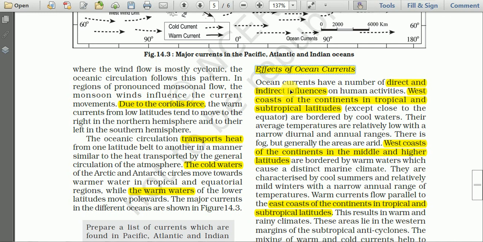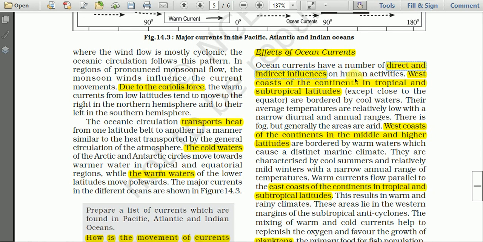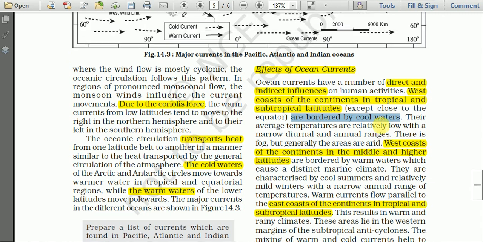Let us read the effects or the significance of ocean currents. Ocean currents have a number of direct and indirect influences on human activities. West coasts of continents in the tropical and subtropical latitudes, except close to the equator, are bordered by cold waters.